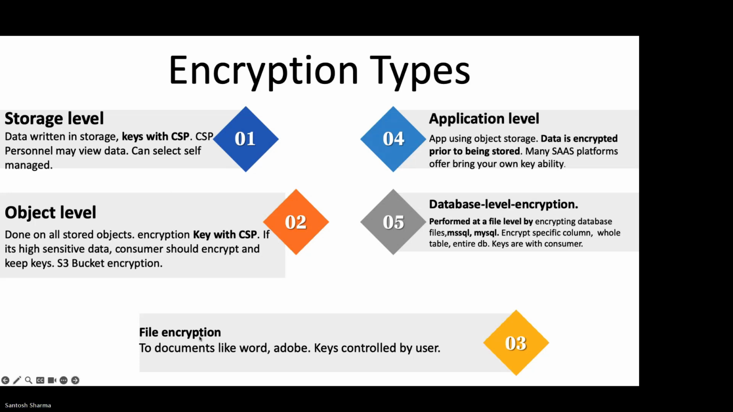Then we have file encryption. Files, like Word files, Adobe files, there are some third-party applications which you can use to encrypt these files. I think the best example is a ransomware virus that will encrypt all of your files, and then you have one key to decrypt them. I'm kidding. Just to compare, they are doing the same thing. All your documents, everything is encrypted.